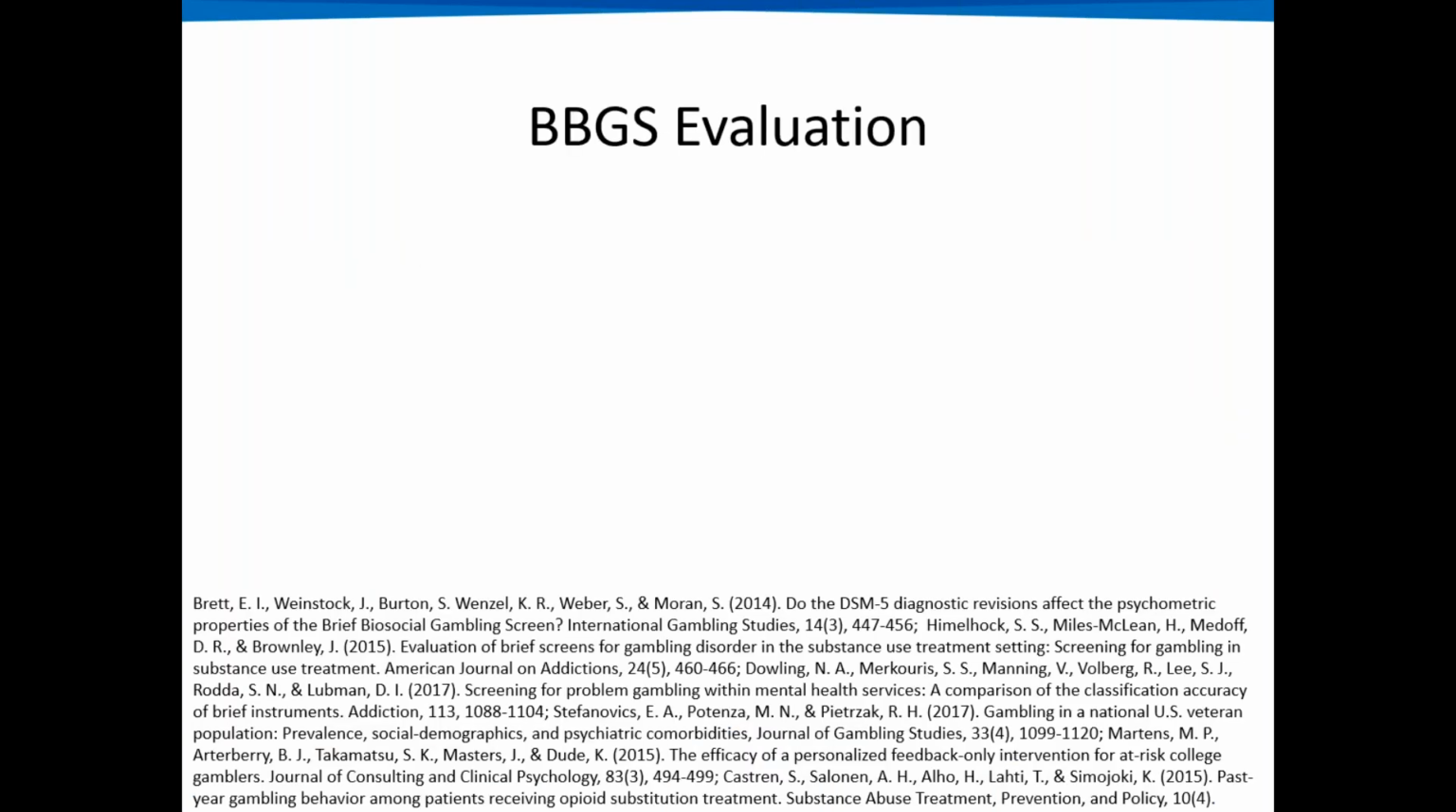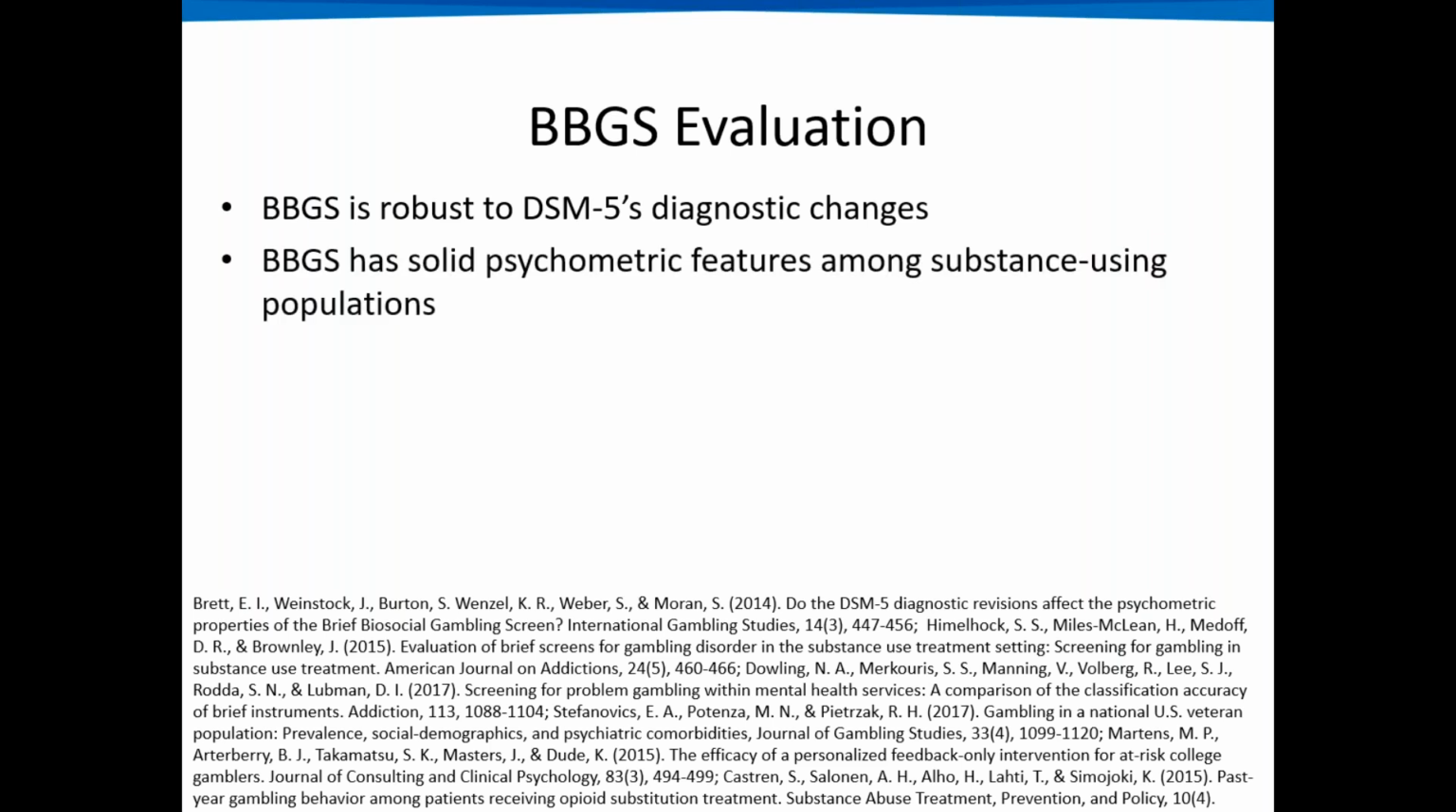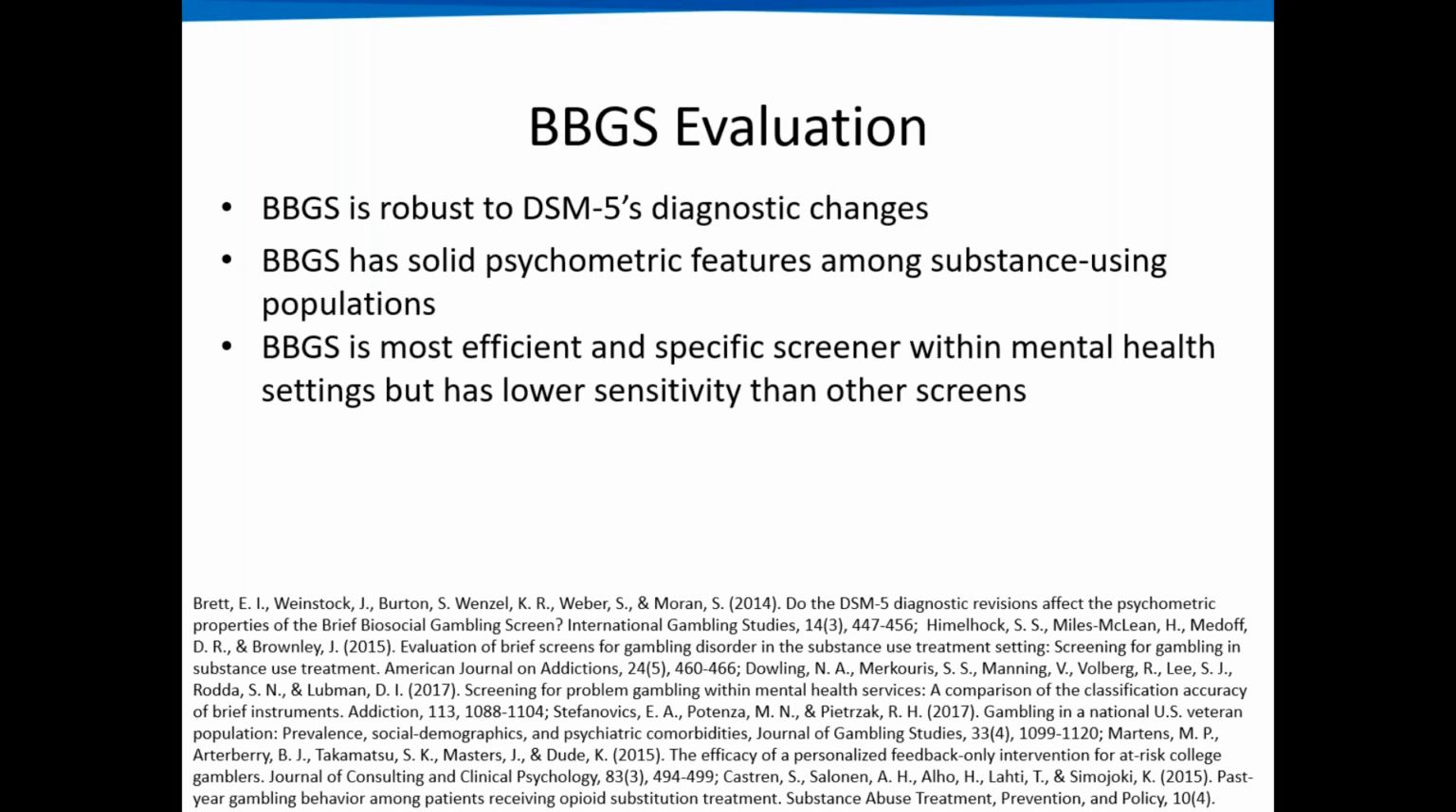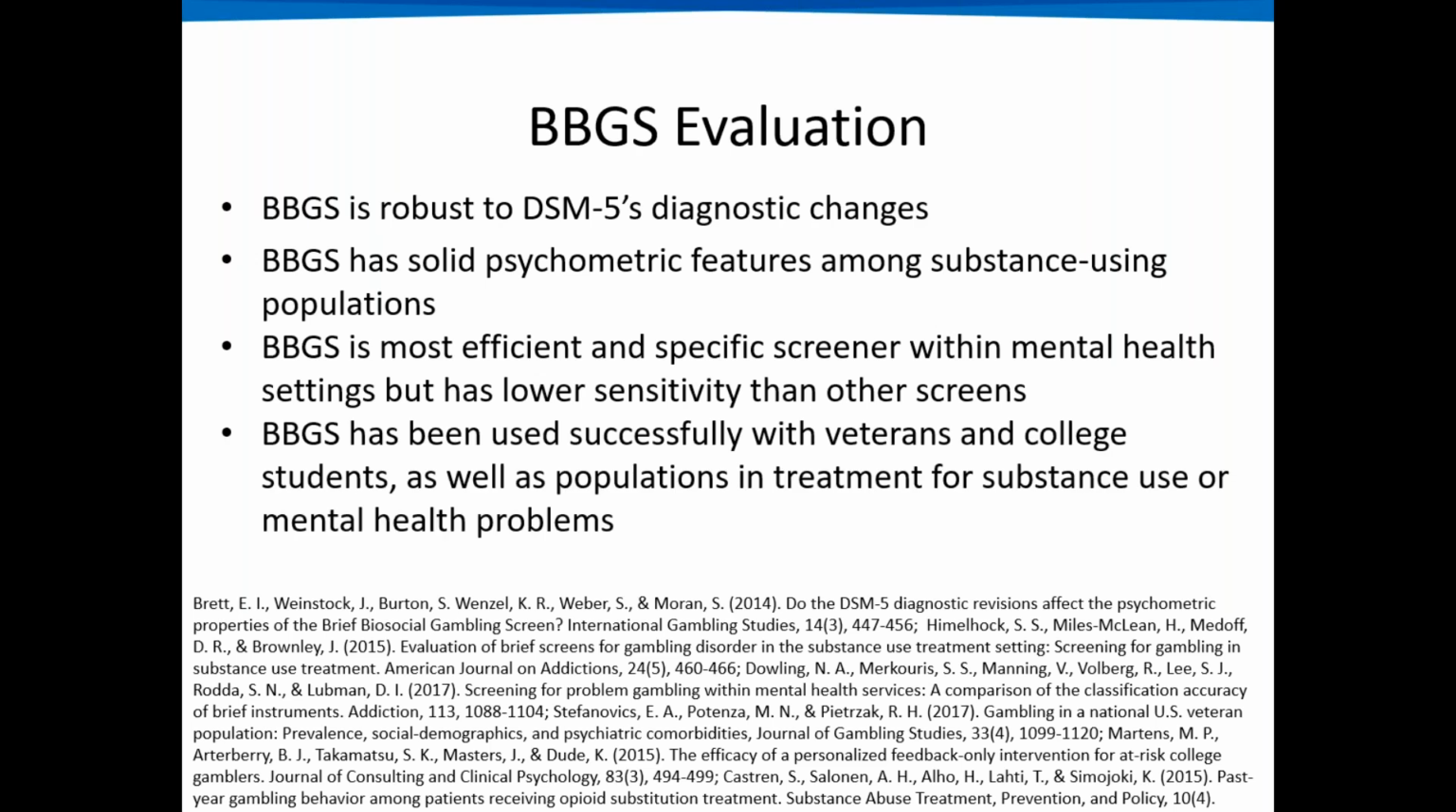The BBGS has now also been evaluated by multiple research groups beyond the division. They have found it to be robust to DSM-5's diagnostic changes and to work well in both substance use and mental health service settings. Interestingly, in substance use settings, evaluation research suggested making the BBGS more specific and reducing false positives by changing the scoring to require the endorsement of 2 items. Whereas in mental health settings, the evaluation research suggested that the BBGS was too specific and might generate too many false negatives. These contrasting recommendations point to the importance of considering the purpose and intent of a screening.